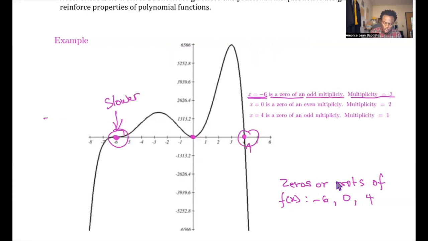At x equals 0, what do you see? What is the effect on the x-axis? Well, clearly you see that it didn't go through it, right? It touches the x-axis and bounces.